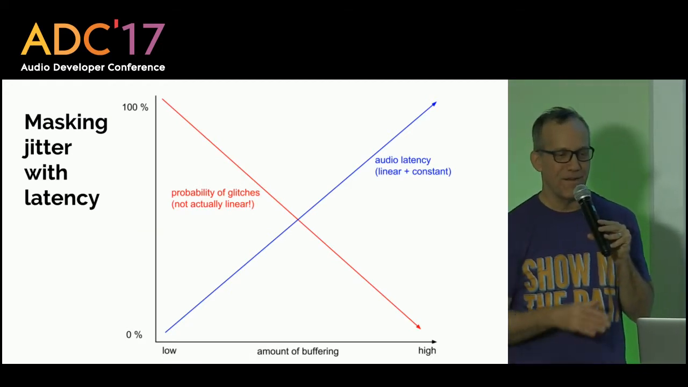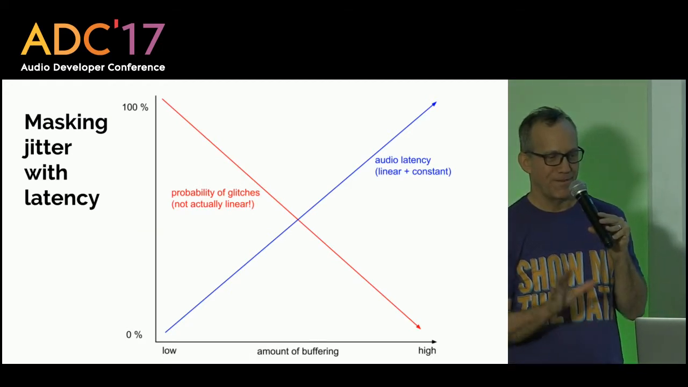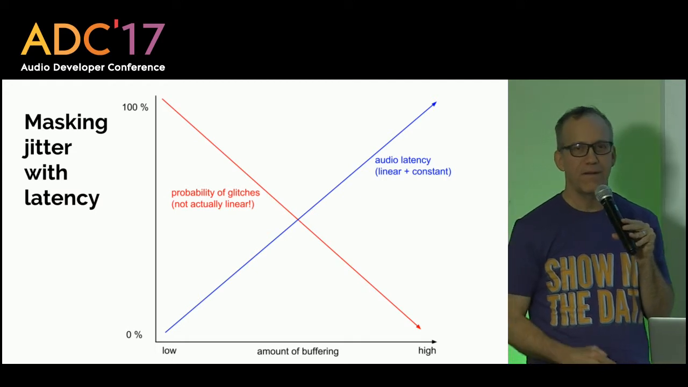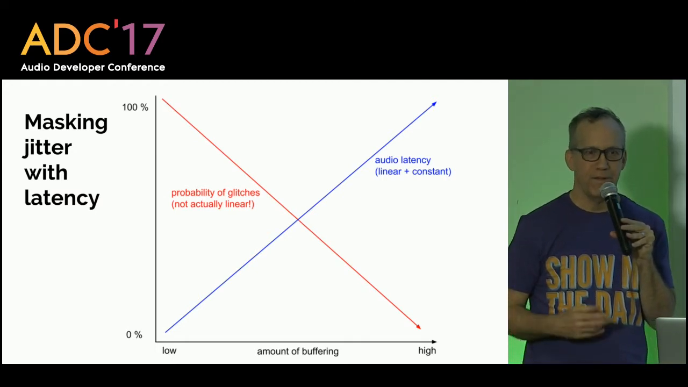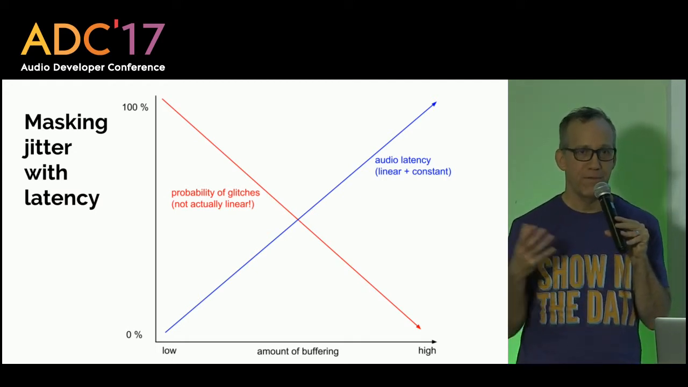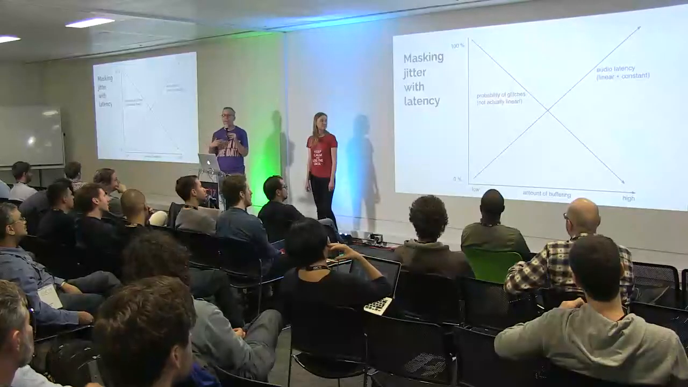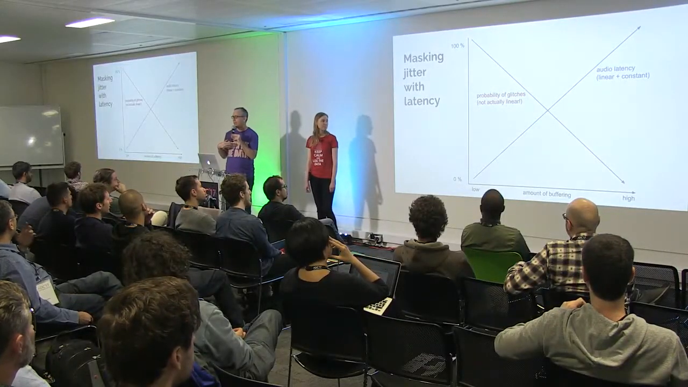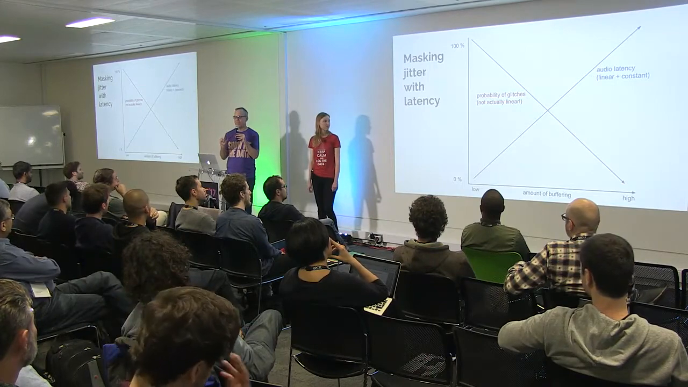This is a made-up graph. It's not this simple, but you can cover up glitches and jitter by just making your buffer sizes larger. So that's where latency comes from. Latency is an effect. It is not a cause. The true cause is jitter.